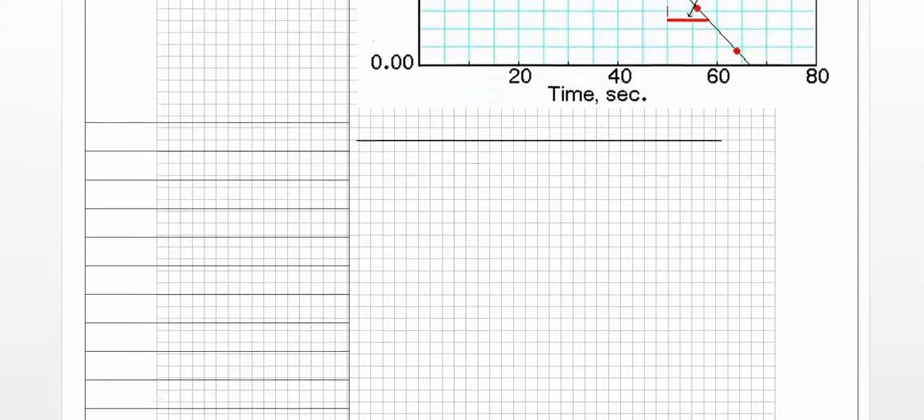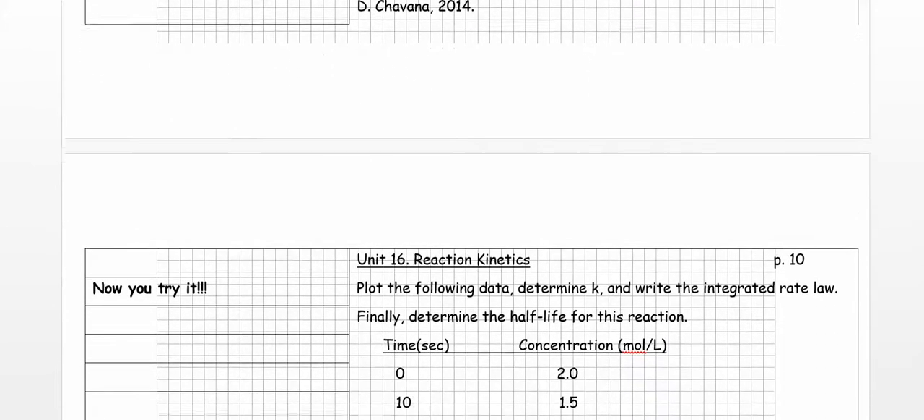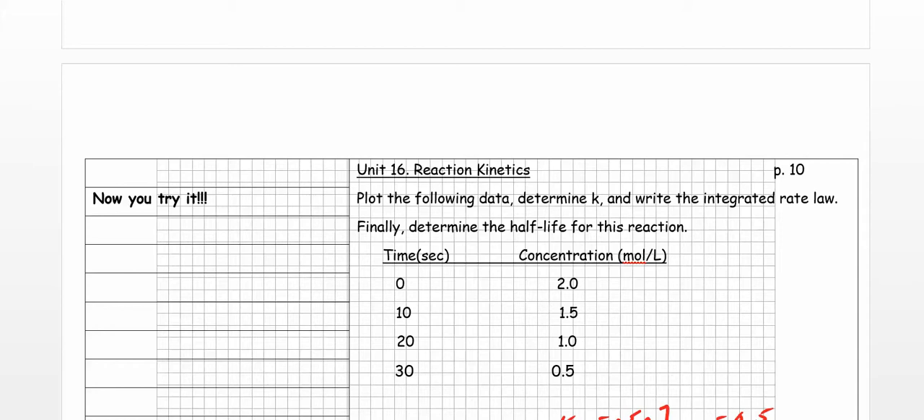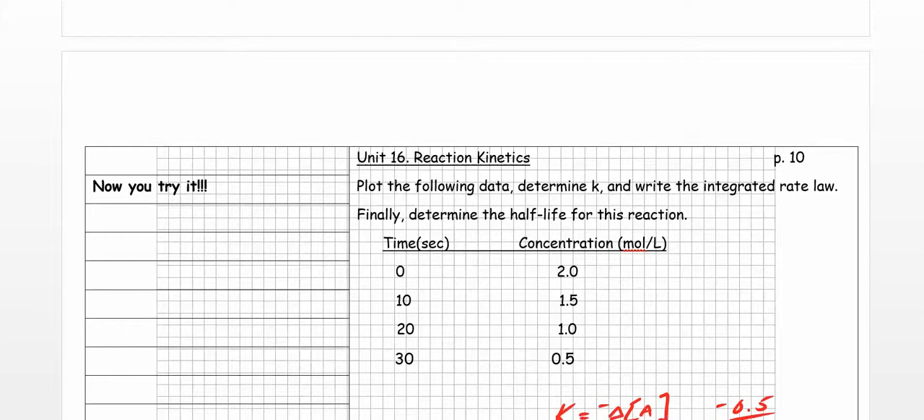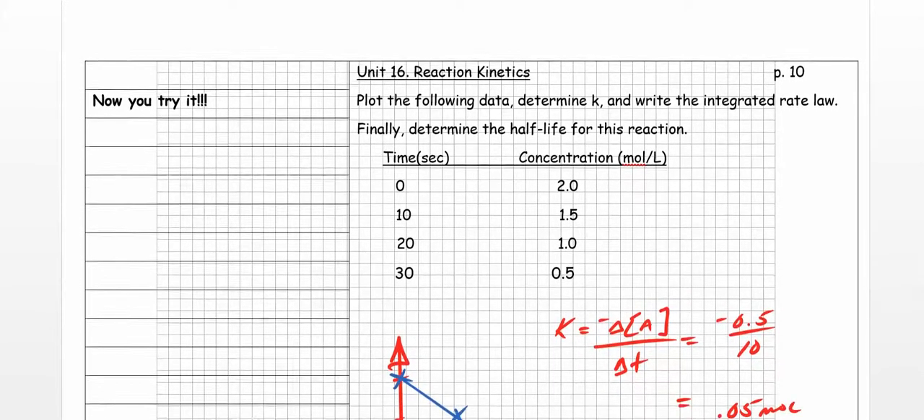That's a nice graph. Let's take a look at this problem. Let's do one on our own now. It says, plot the following data and determine K, write the integrated rate law, and finally determine the half-life of this reaction. That's a lot, all right? But we're going to just break this down. Don't let it intimidate you. Just break it down. Here we go.